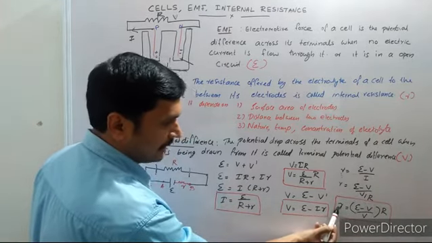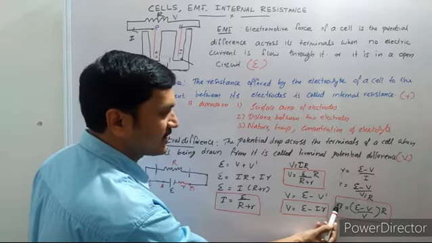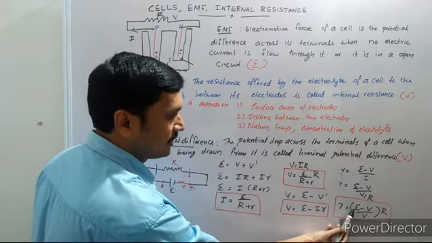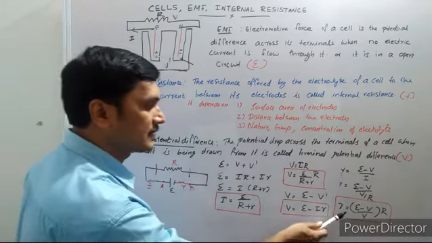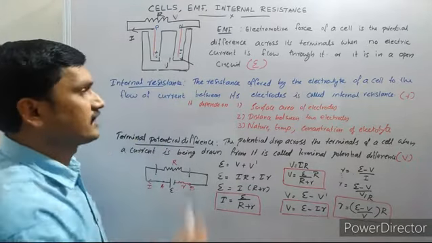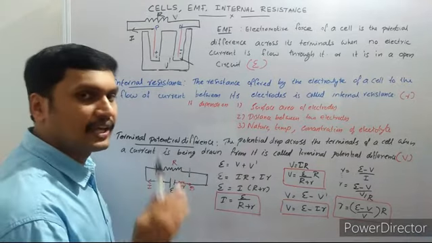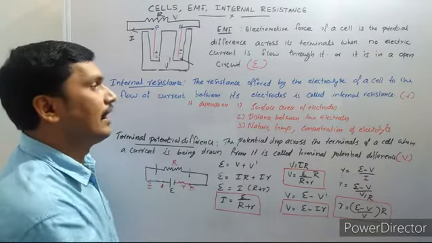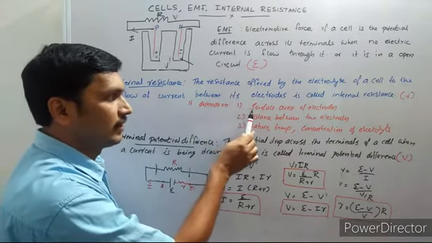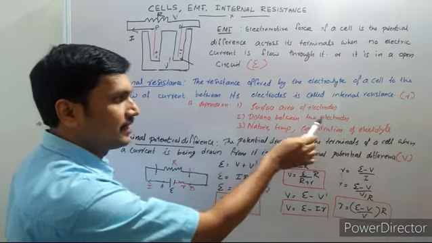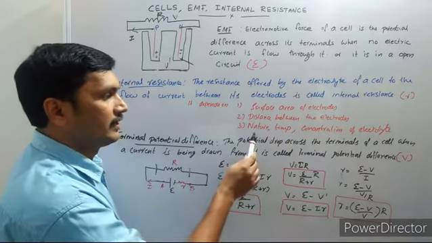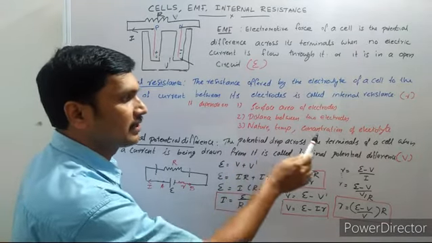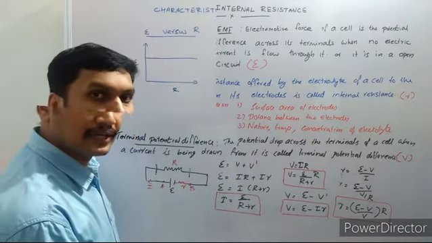Rearranging, we get an expression for the internal resistance: r is equal to (E minus V) by V into capital R. That's the expression for the internal resistance of a cell. Every cell has an internal resistance, and it depends on the following factors: surface area of the electrodes, distance between the two electrodes, and nature, temperature, and concentration of the electrolyte.